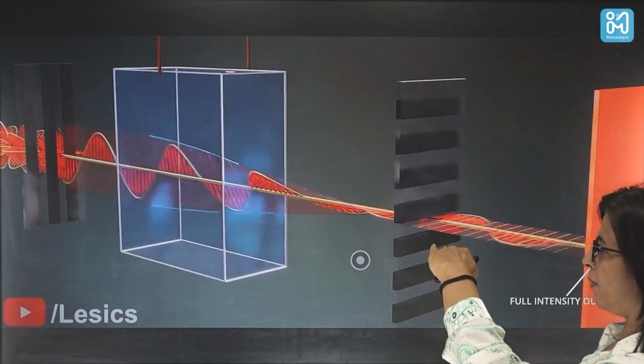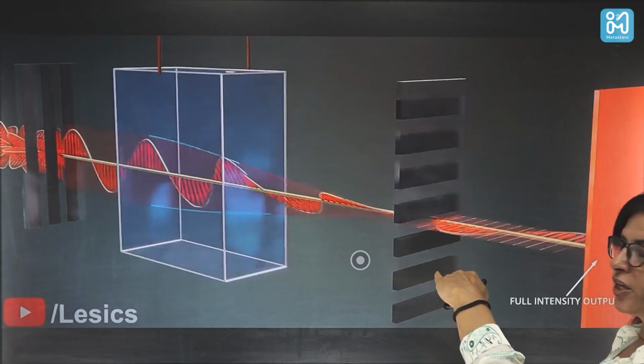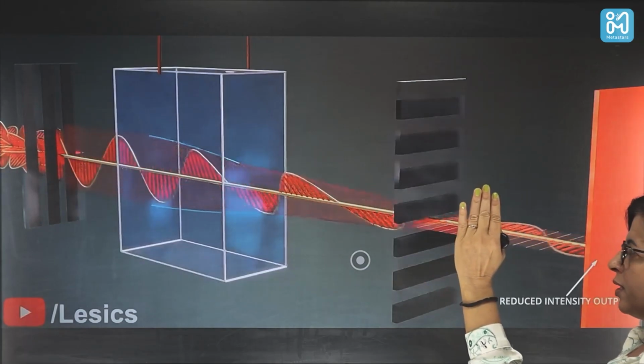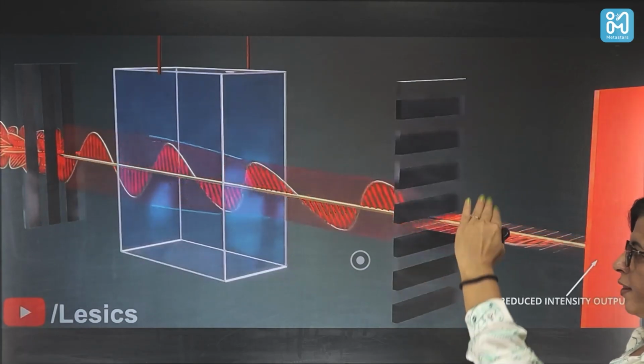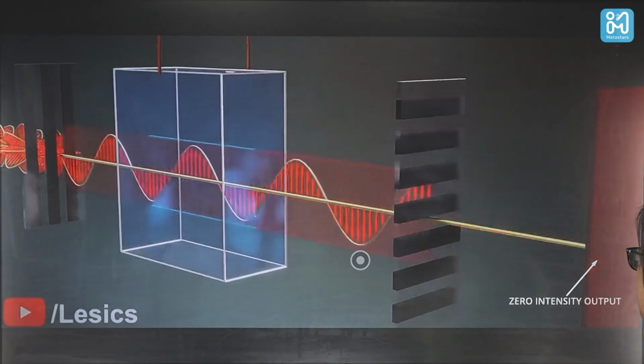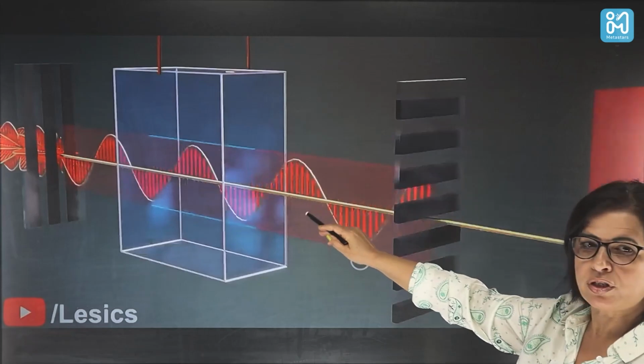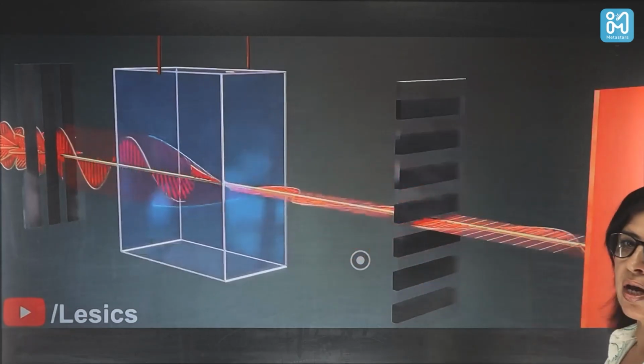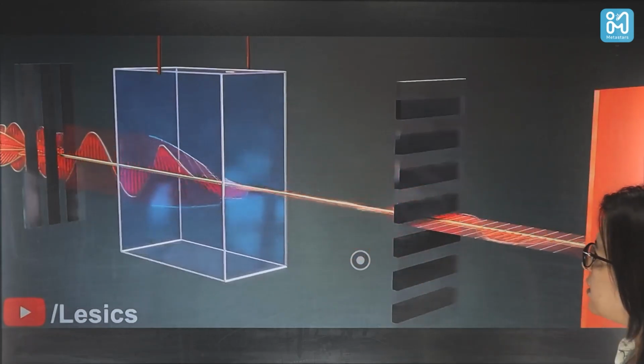I will make the angle rotation 90 degrees, from 90 to 180. So the rotation will be 90 degrees. This produces full intensity. If it is vertical, it will be zero intensity.